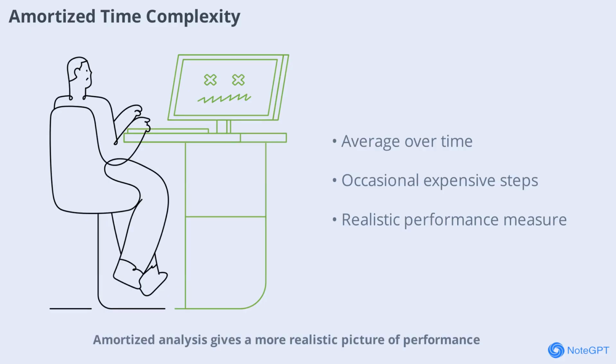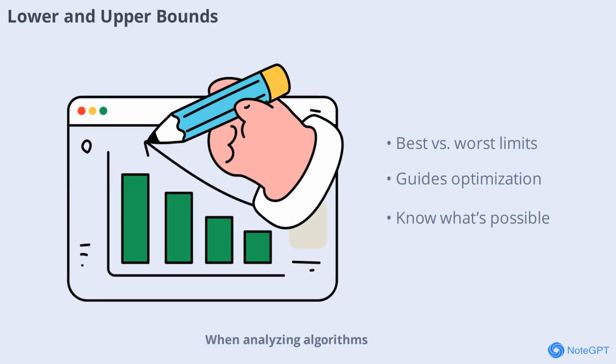When analyzing algorithms, it's helpful to know the lower and upper bounds of time complexity. The lower bound is the best possible performance, while the upper bound is the worst. Knowing these helps you understand the limits of what's achievable and guides you toward the most efficient solutions.